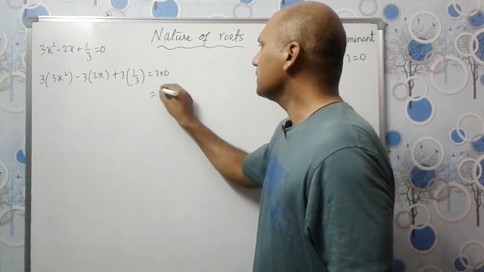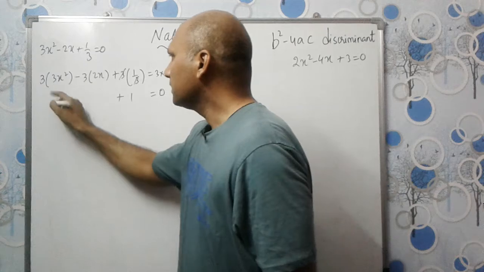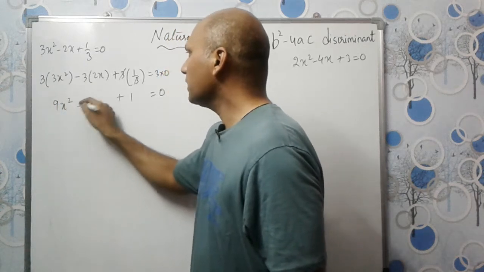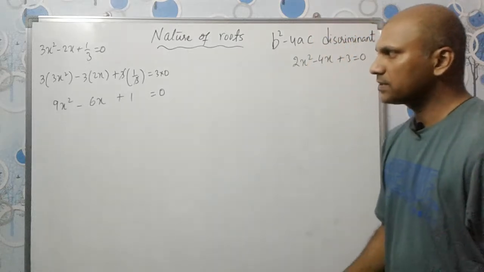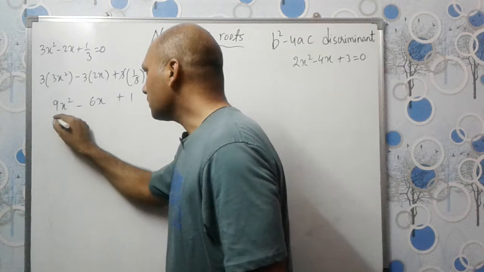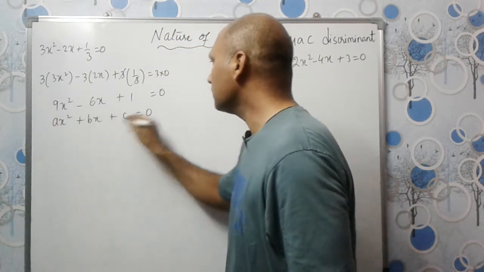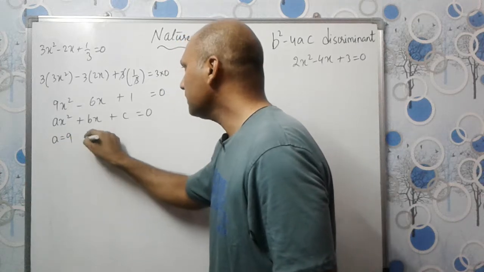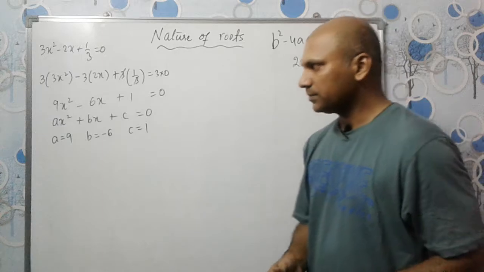Okay, so this will be 3 zeros are 0. 3 3 will get cancelled here. 1 will be left. 3 3s are 9. So this is 9x square minus 3 2s are 6. So this is the equation we have: 9x square minus 6x plus 1 is equal to 0 in the standard form, right? So if you compare this with ax square plus bx plus c is equal to 0, a is 9, b is minus 6, c is 1.